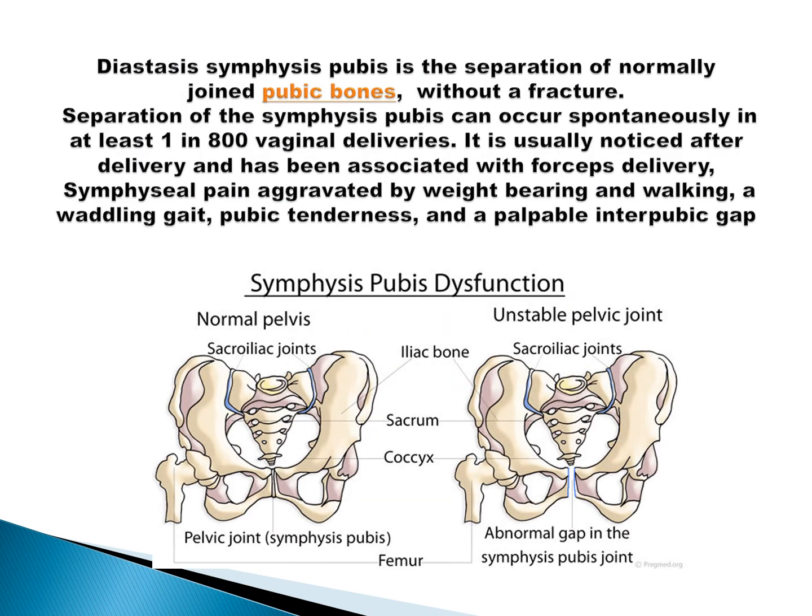Abnormal symphysis pubis or dysfunction: an abnormal gap in the symphysis pubis is known as diastasis symphysis pubis. It is a separation of the normal joint of the pubic bones without a fracture. Separation of symphysis pubis occurs spontaneously in at least 1 in 800 vaginal deliveries. It is usually noticed after delivery and has been associated with forceps delivery. Symphysis pain is aggravated by weight bearing and walking, with waddling gait. Pubic tenderness and palpable interpubic gap.